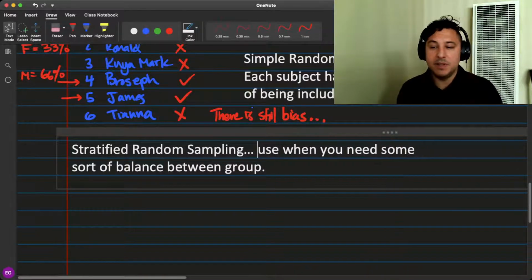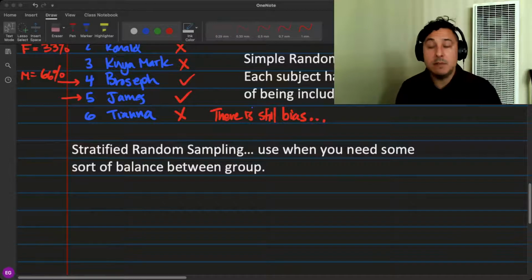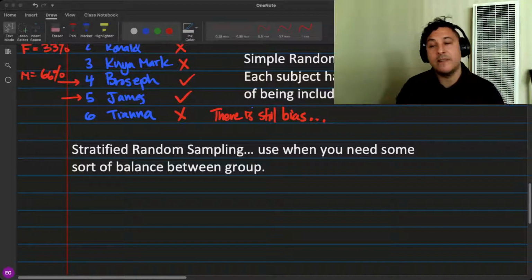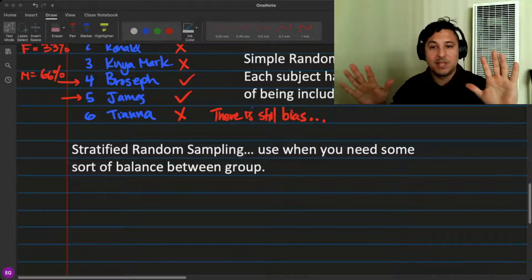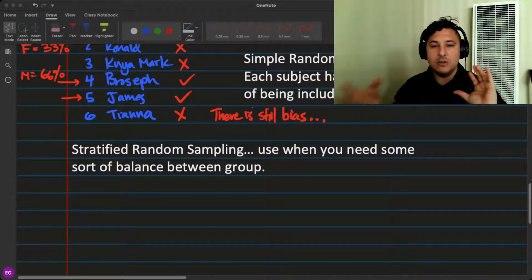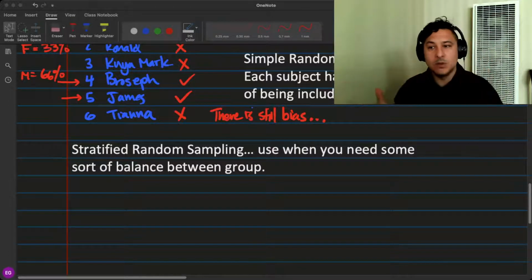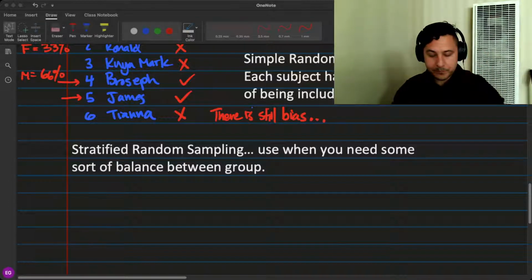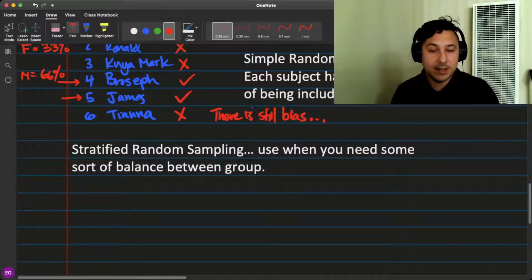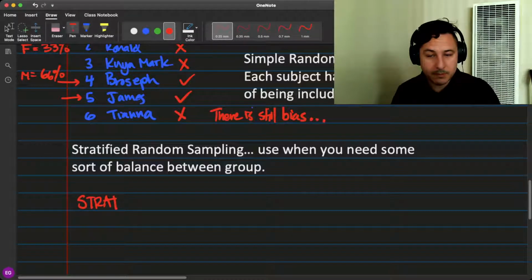Remember in the example above, I had way too many men compared to women. If you needed to have a 50-50 split of men and women, stratified random sampling is a way to get a random sample, but to also make it so that you'll definitely have 50% men and 50% women. Do you get what I mean by you need some sort of balance between groups? So what you do is you come up with your strata. And the strata are those groups that you need to balance.